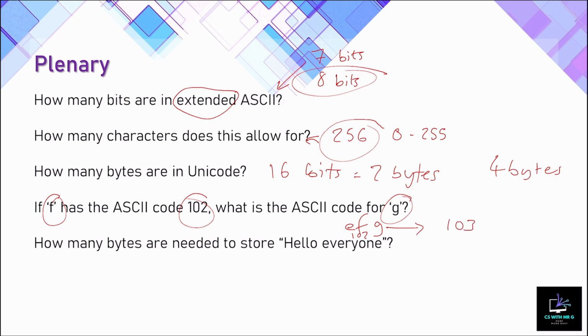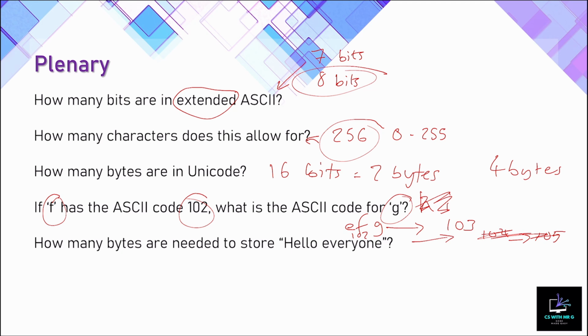And you may even be required to work out a couple of spaces in the alphabet. For example, if F is 102, then what is H or even I? And then you just have to go along the alphabet, work out how many values it's gone up. So if it's 104, 105, etc. You're never required to remember any of the values. They will give you one to start with, and then you have to figure out what the subsequent value might be.